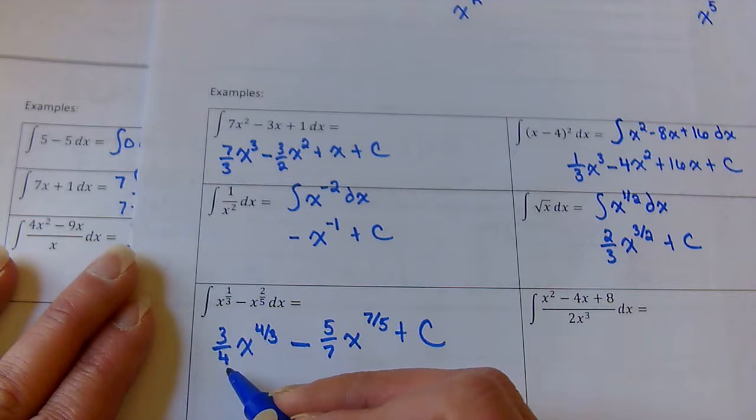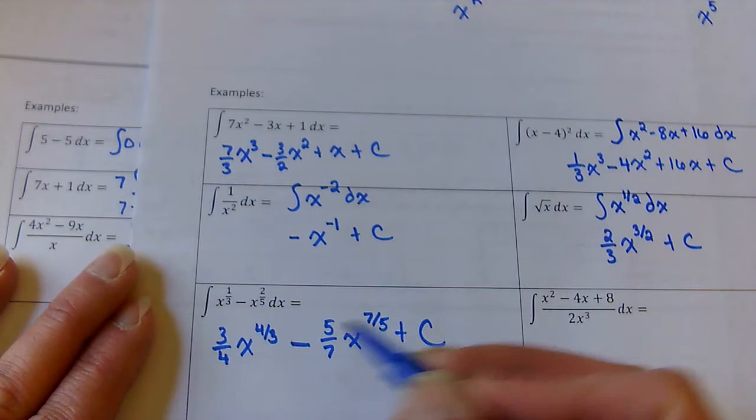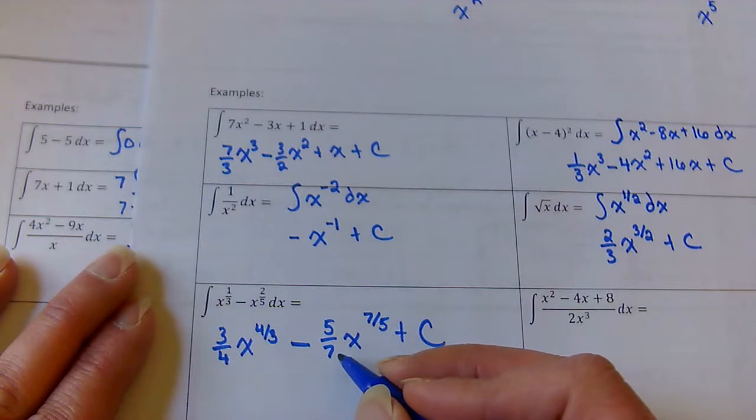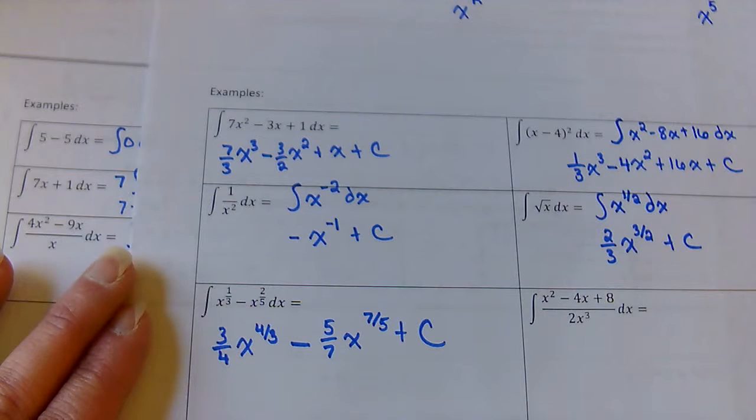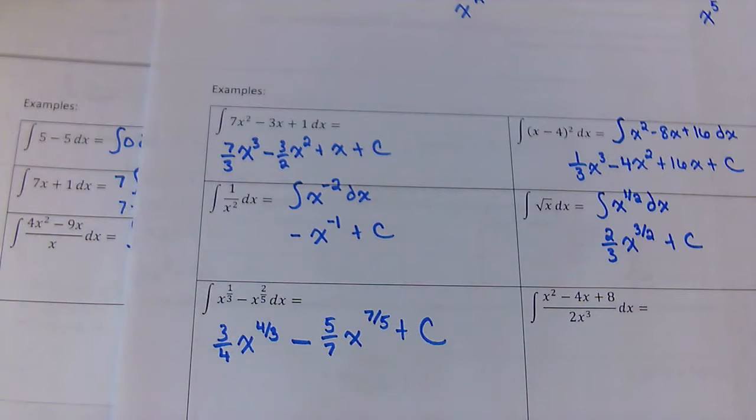4/3 times 3/4 cancels out. Subtract 1. I'd have 1/3. 7/5 times 5/7 cancels out. Subtract 1, I'm left with 2/5 plus c.